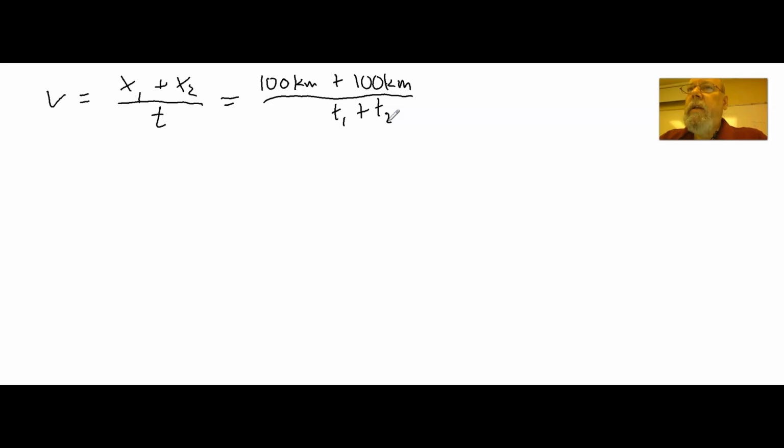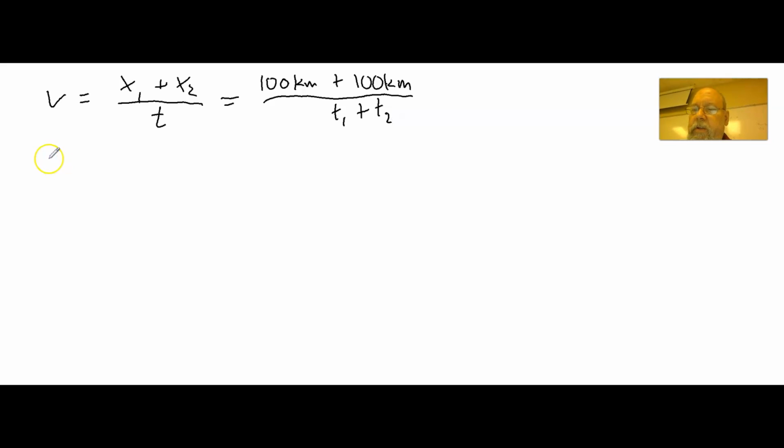It would be easy to think, in just looking at it, I went 50 kilometers per hour for the first 100 kilometers, and I went 100 kilometers per hour for the second 100 kilometers. It would be very, very easy to think, well, why not just average 50 plus 100, divide that by 2, and get 75 kilometers per hour? Problem is, that's not the right answer. So let's look and see what the right answer is.